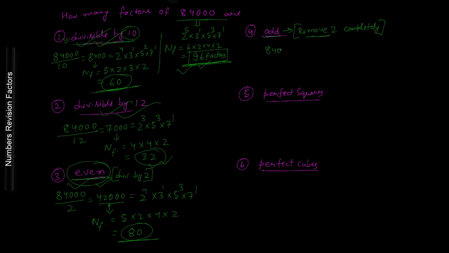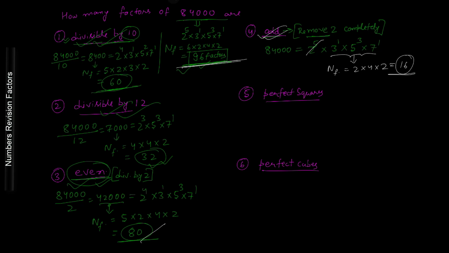So what was 84,000? Factorize 84,000 completely first of all. 2 to the power 5 into 3 to the power 1 into 5 to the power 3 into 7 to the power 1. Right? Now once you have factorized, then remove 2 completely. Find the number of factors for this second part, the remaining part. The number of factors of this will be 2 into 4 into 2. Right? So it was 16. Try to understand that out of 96 factors, 16 factors are odd. You can actually check total of 80 and 16 is 96, which is very obvious.